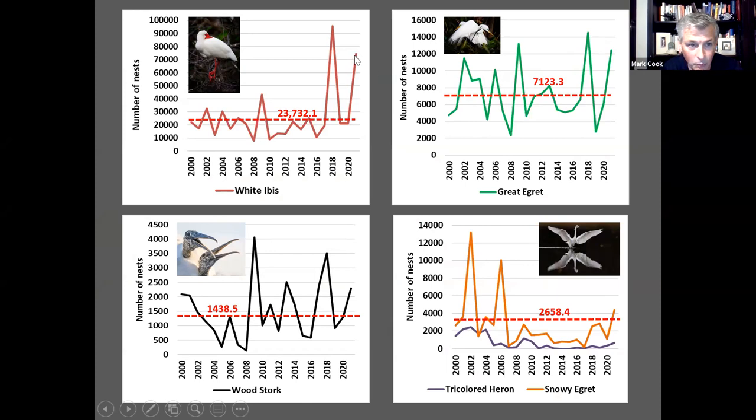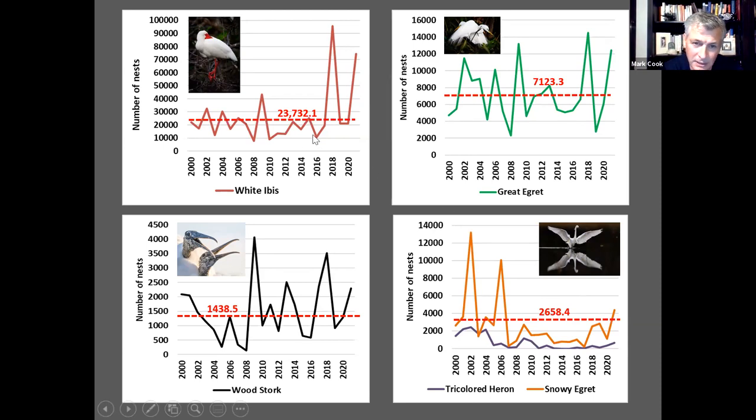2021. The white ibis had over 70,000 nests. The great egret, over 12,000 nests. The wood stork, close to 2,500 nests. And the snowy egrets, and the tricolored heron here below, these guys have been having a real tough time in the last 20 years or so. But even these guys showed some sort of response and improvement.